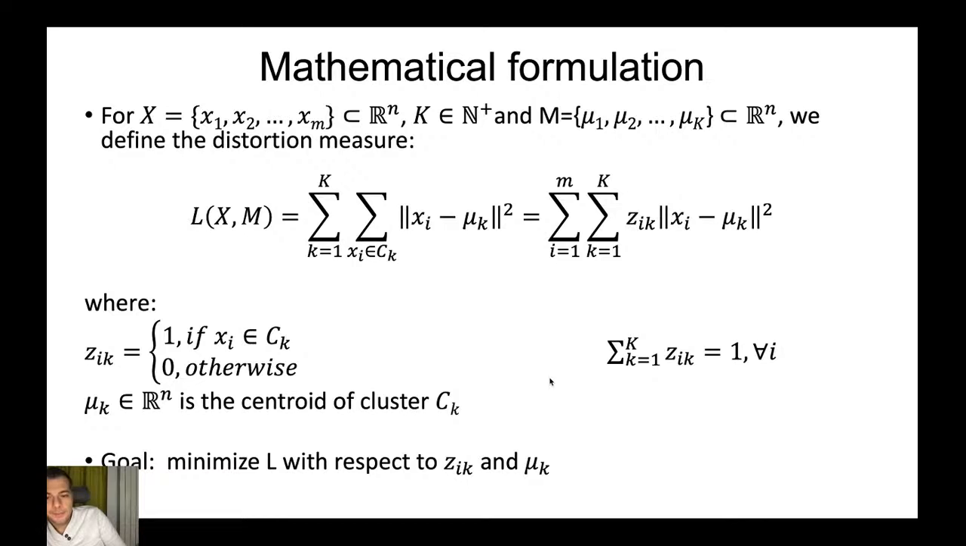So in the end, I'm still waiting for an answer, but the objective is to minimize this distortion measure L with respect to Z and with respect to the centroids mu. So actually the expectation and maximization steps are related to optimizing the objective alternatively with respect to these two variables.